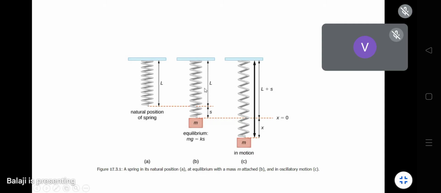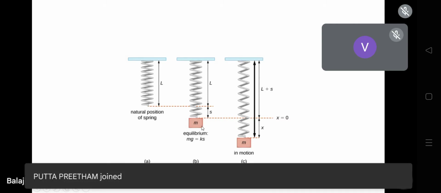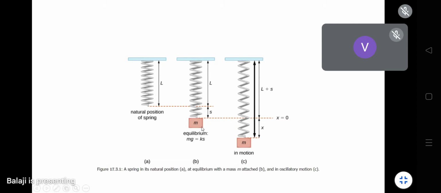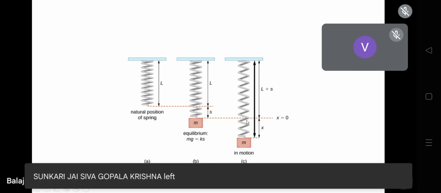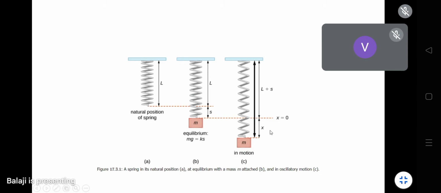If it is at a constant position, that is called the equilibrium position. At that time, mg is equal to ks, meaning this displacement is fixed. In the equilibrium position, the up direction and down direction are both balanced, that means a constant position. If there are two different positions, minus x and plus x, then its motion is upward and downward, and you are getting oscillatory motion.